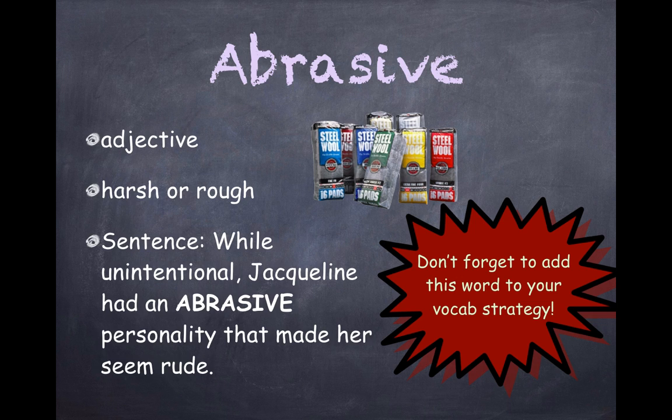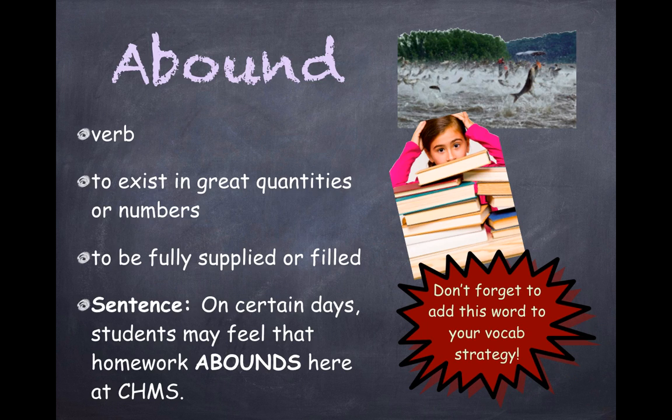The second word that uses ab is abound. Abound is a verb, and it means to exist in great quantities or numbers, or to be fully supplied or filled. The sentence on the screen says, "On certain days, students may feel that homework abounds here at CHMS," meaning that there is a large quantity of homework.